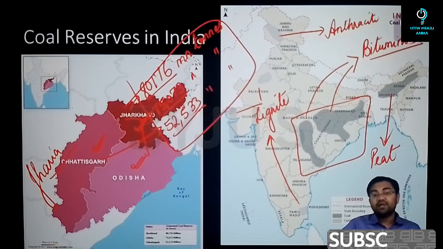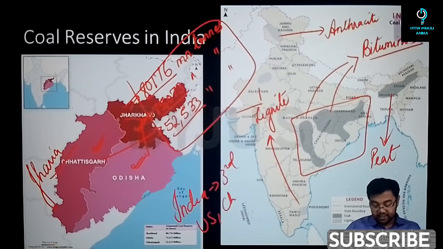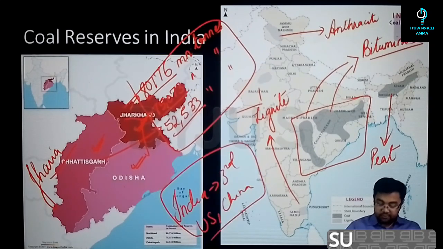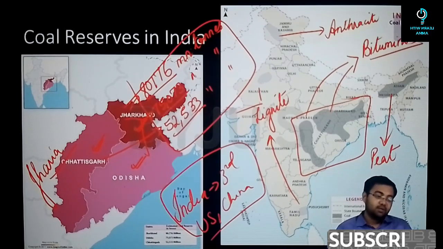Now, if you talk about the entire world, India actually stands third in the entire world after USA and China in the amount of coal reserves that we have in our country.